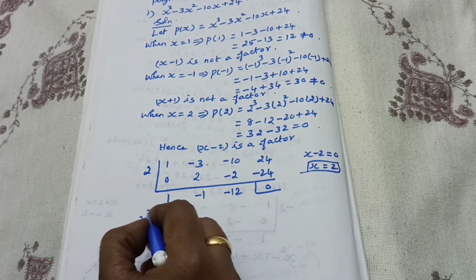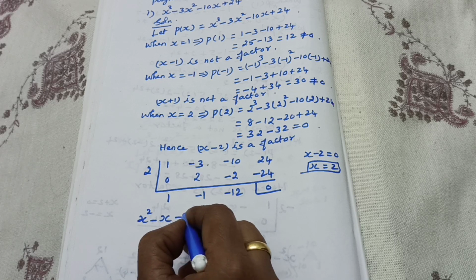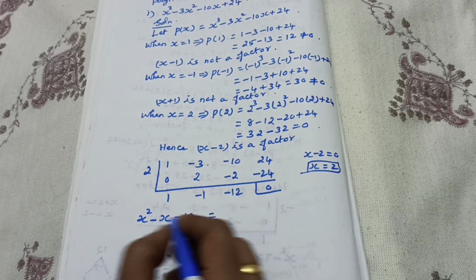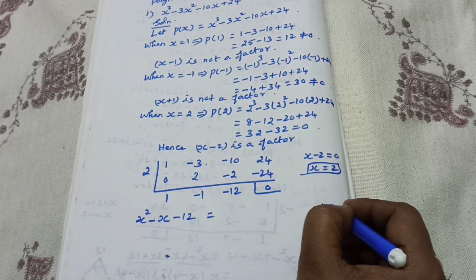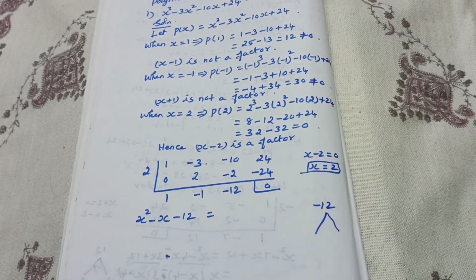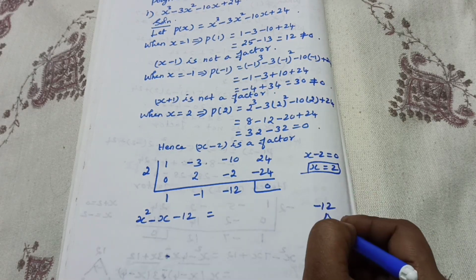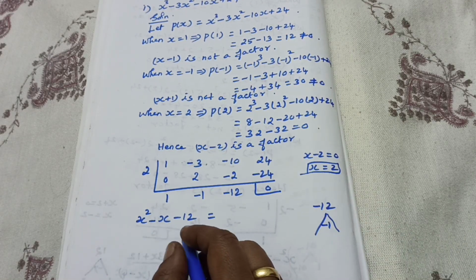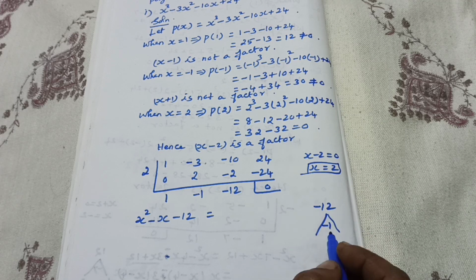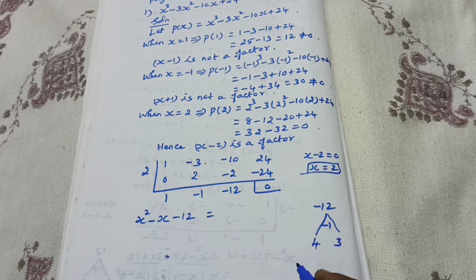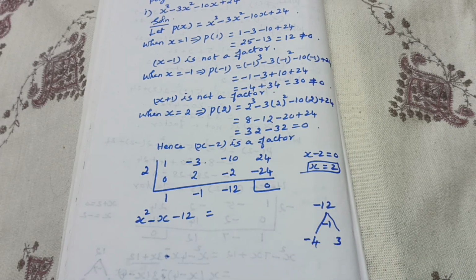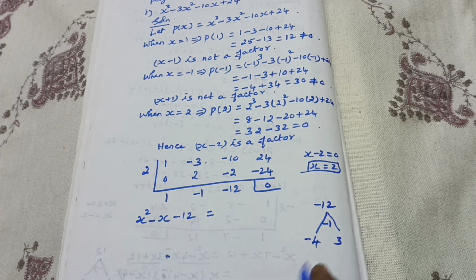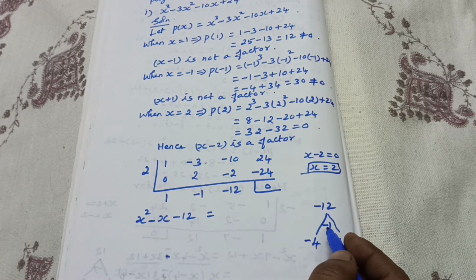And this is x square minus x minus 12 is equal to, what's the coefficient of x square? 1. 1 into minus 12 is minus 12. Product is minus 12. Sum minus 1. What are the values you say? Product minus 12, sum minus 1. 4 threes are 12. Greater number, should the sign be minus? Then only we will get minus 1.